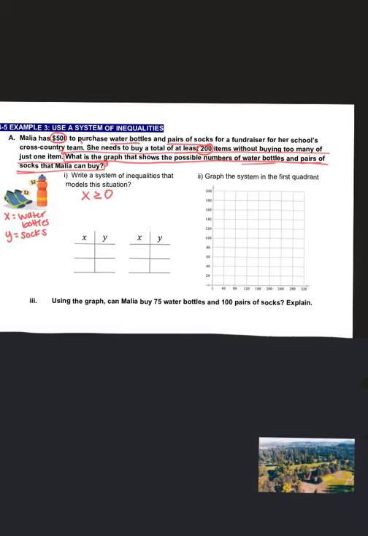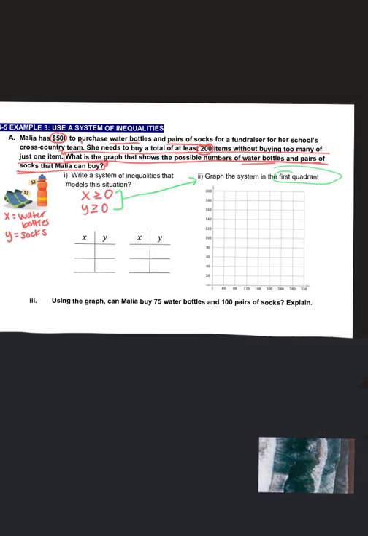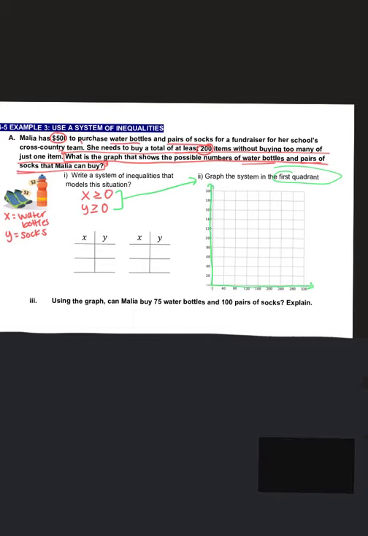The next one is socks. It's the same thing. The number of socks is also greater than or equal to 0. So before I even get into the other system, all this means is that I'm going to graph the system in the first quadrant, meaning my X is going to be all of the positive X's and my Y's are going to be 0 and all the positive Y's. That's all that means for now. It's just meaning to graph in the first quadrant where everything is positive.